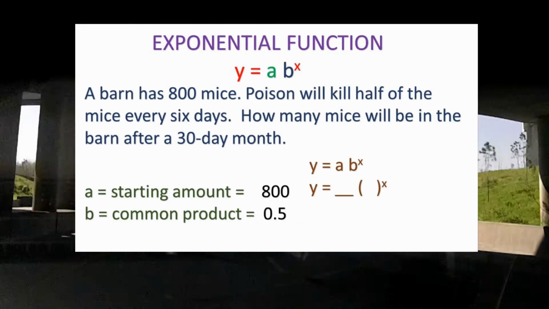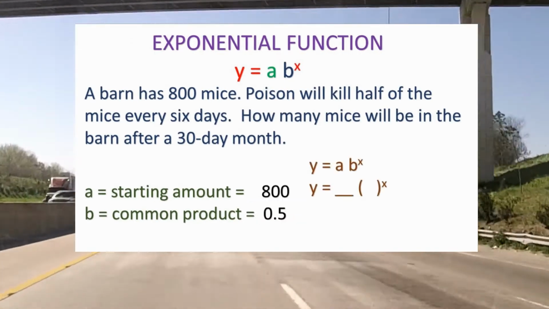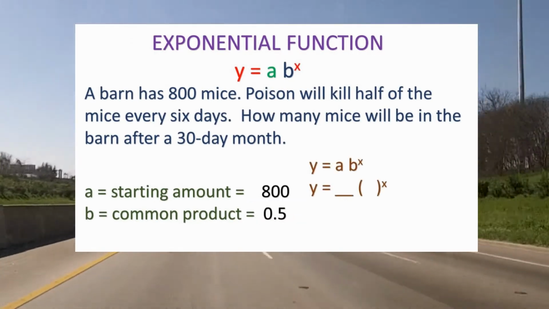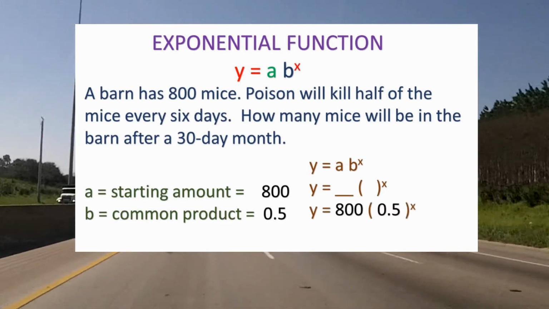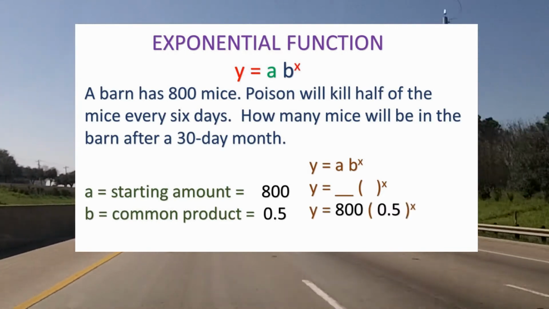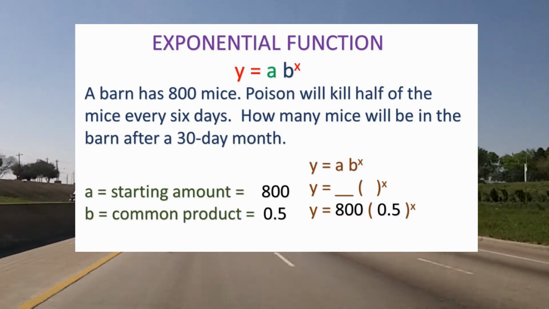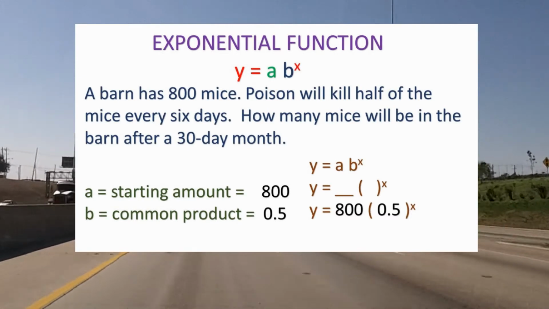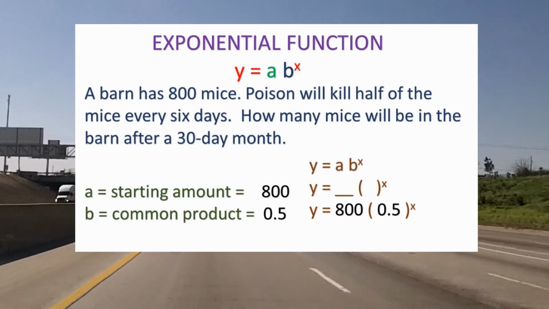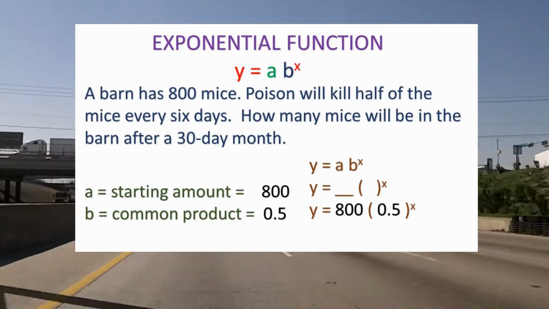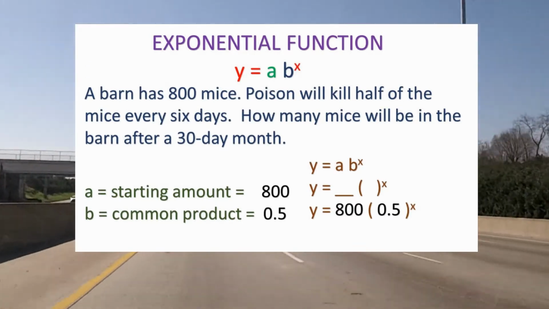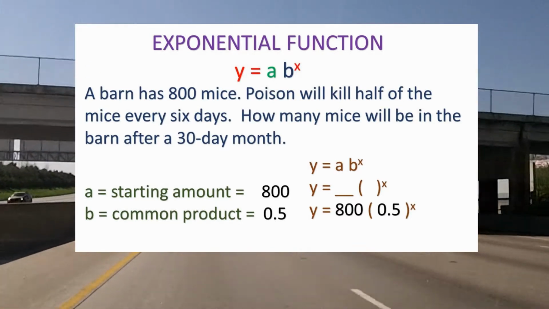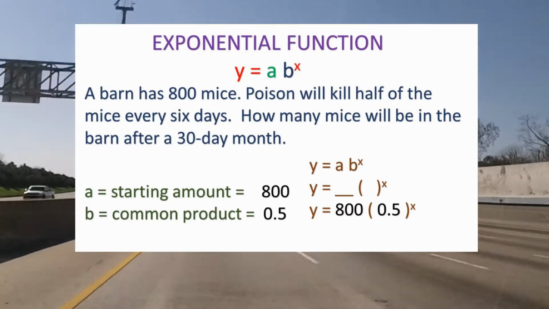Now we'll input 800 and 0.5 into our equation y equals a b to the x power. That will make our equation y equals 800 times 0.5 to the x power. Now we need to find our input for our value of x. Notice that we want the value after 30 days, but the poison is determined on 6 days. So 6 goes into 30 5 times. So we'll input 5 in for x.